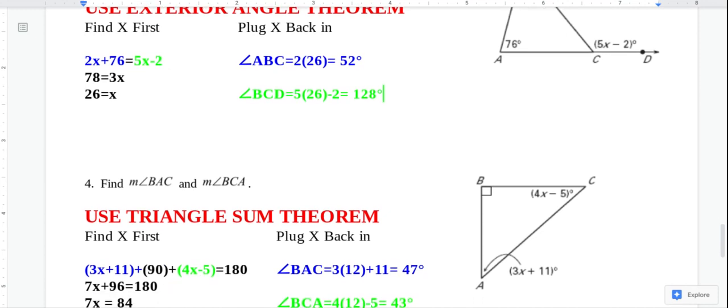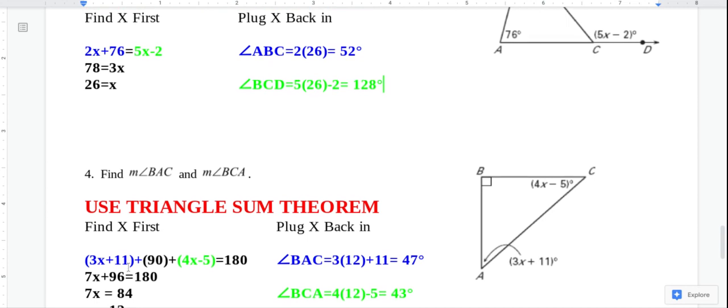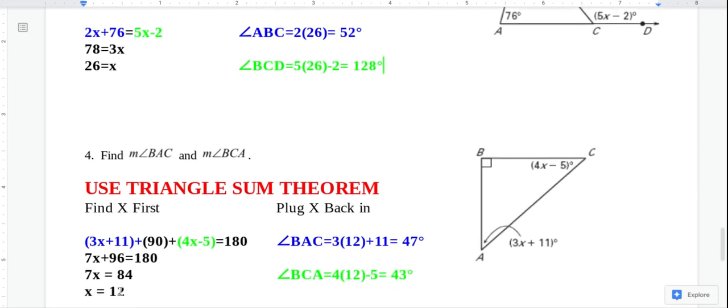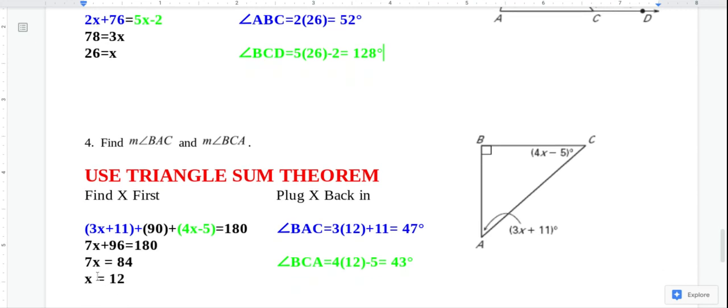Combine your like terms. So 3x plus 4x gives me 7x. 11 plus 90 is 101. Minus 5 is 96. And equals 180. Then we can subtract 96 on both sides. That gives us 84. So we have 7x equals 84. And then divide by 7, and that gives us x equals 12.